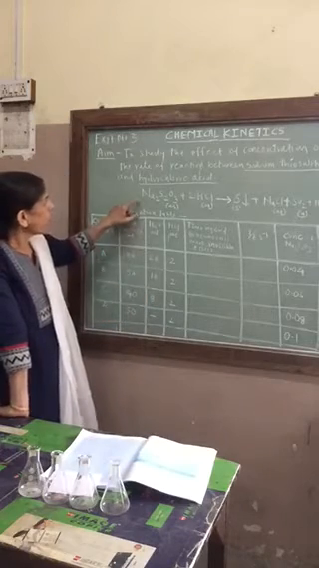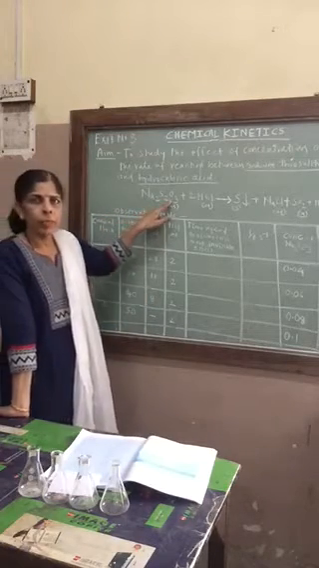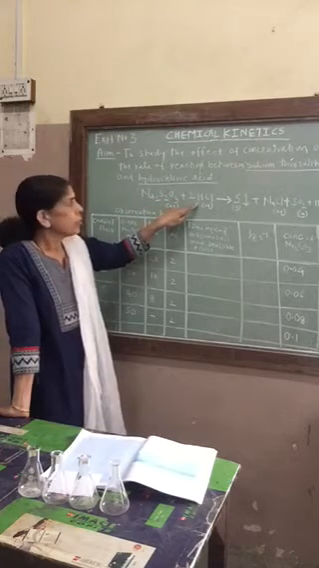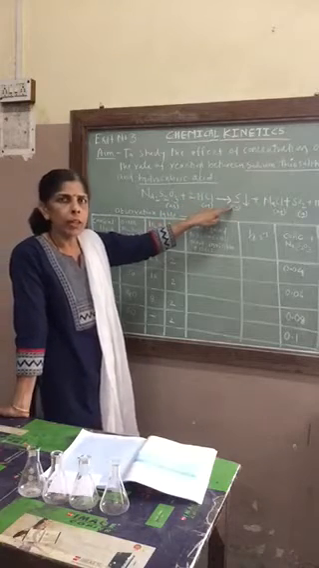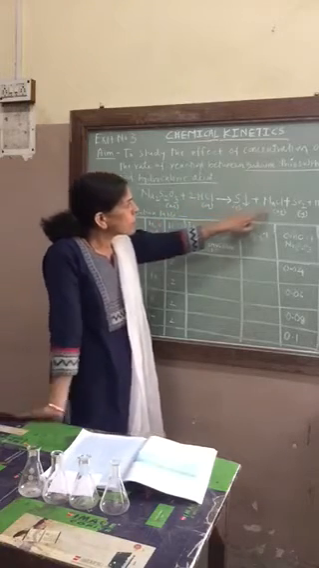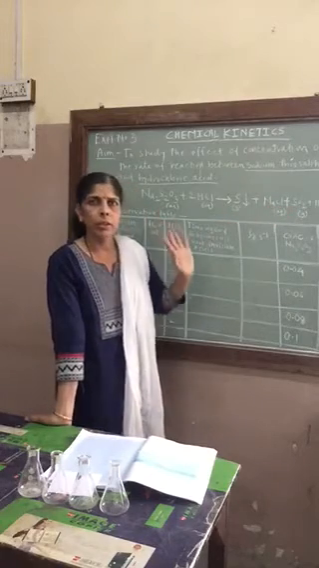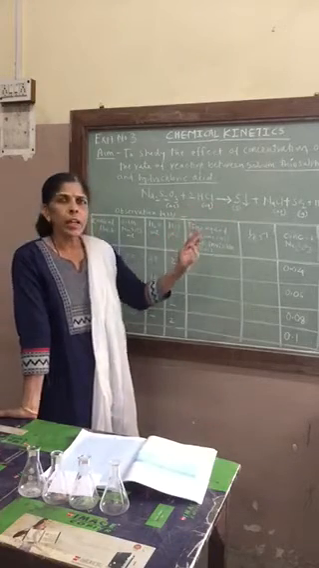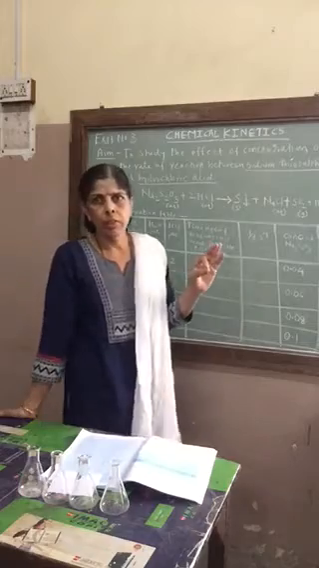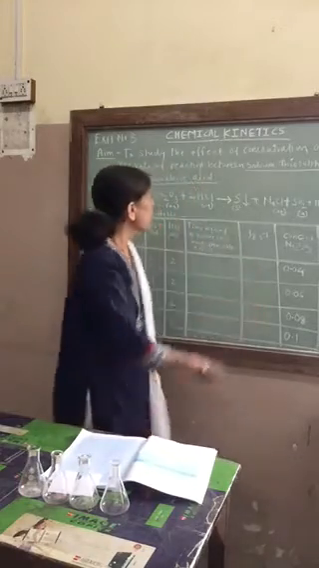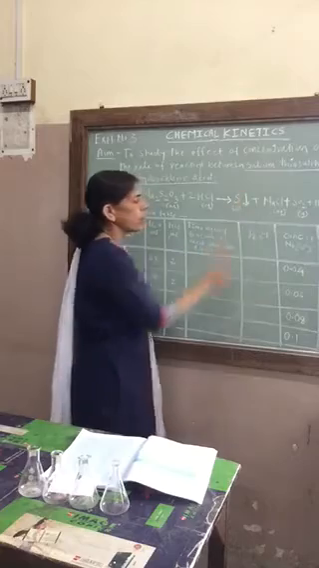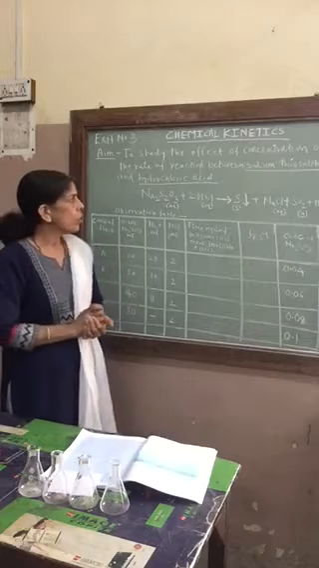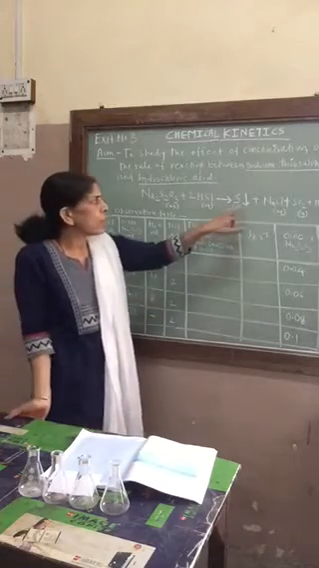The reaction is Na2S2O3, that is sodium thiosulfate, plus 2HCl giving S, sulfur in solid form, plus NaCl plus SO2 plus water. If you observe the reaction carefully, the product side contains only one product in solid form, which is sulfur. It is precipitated during the reaction. So the visible thing in the reaction is the precipitation of sulfur.